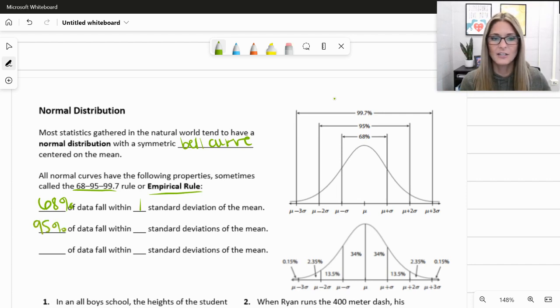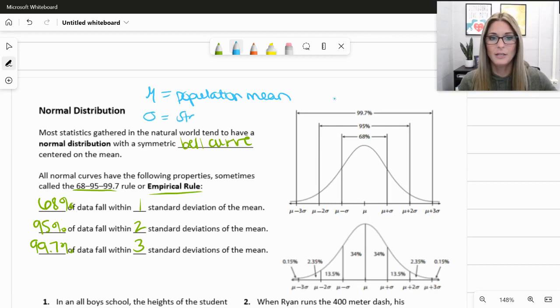95% of our data is going to fall within 2 standard deviations of the mean, above and below, and then 99.7% of our data is going to fall within 3 standard deviations of the mean, above and below. So I want to remind you of some symbols. Remember, in our earlier lessons, we were talking about population mean, and then we just talked about standard deviation. So I want to list those symbols above because they are used in the illustration.